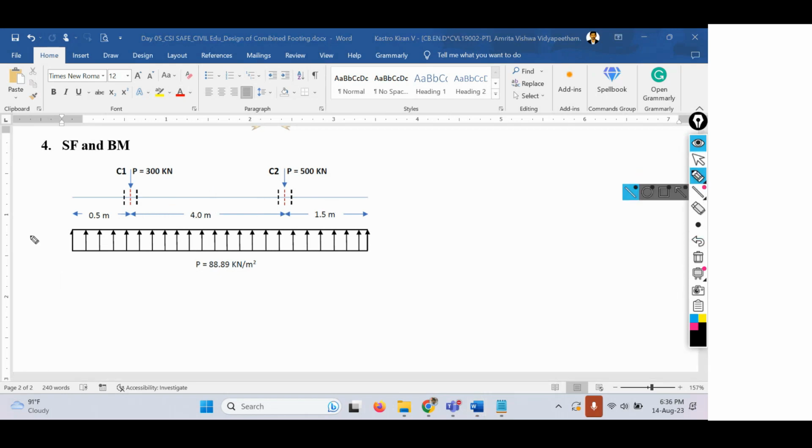Let me write that. I'll call this point A, this point B, this point C, and this point D. We have to find the shear forces at all these points. Now let us find the shear force values.